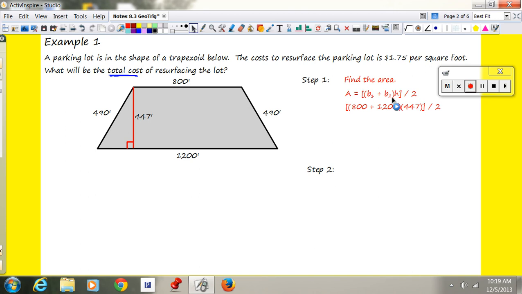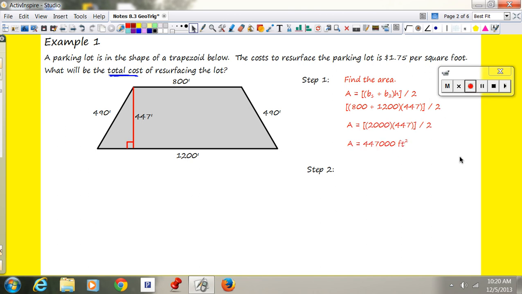Now I like to rewrite it a couple of times, so in the first 2 or 3 examples you'll see the formula written again, just to help you get it into your head. It's the bases times the height divided by 2. In this case, my bases are the 800 and the 1200 because those are the parallel ones. 800 and 1200 times the height, which is 447, not 490. 490 is your slant height. You need the height that has the right angle, so you've got to have the 447, and then divided by 2. Now it's just algebra.